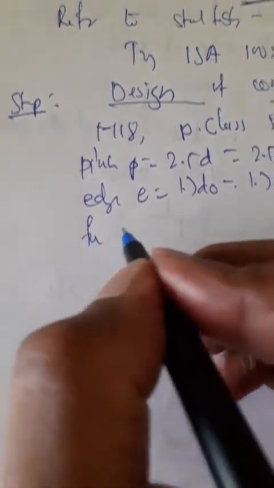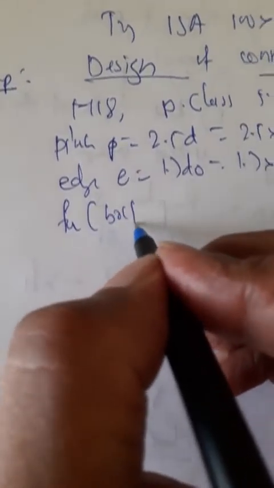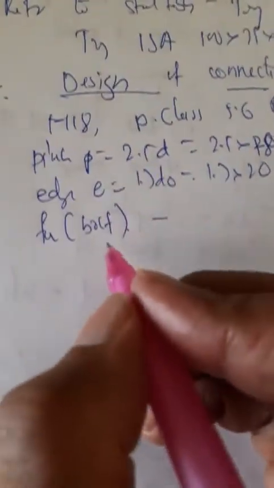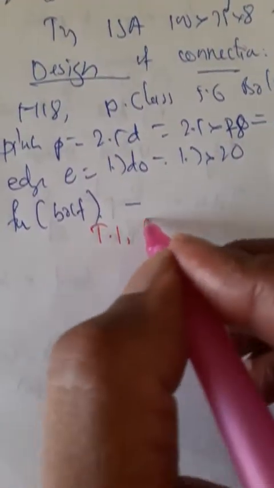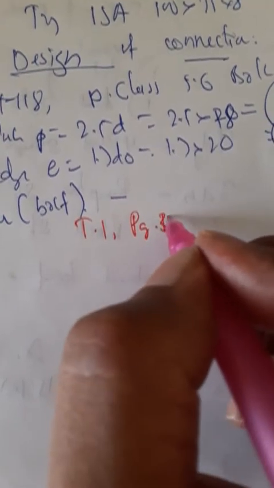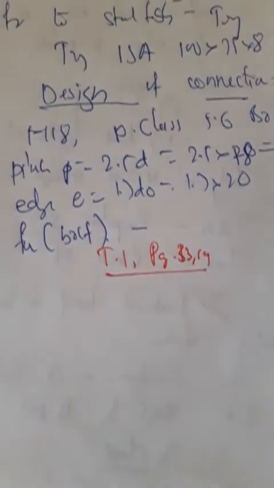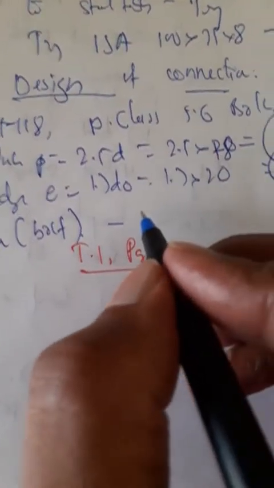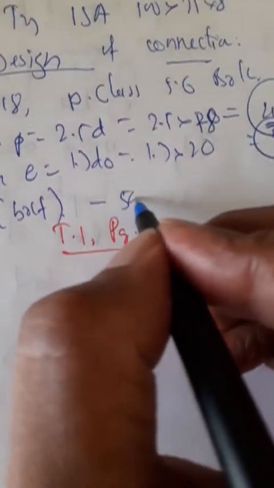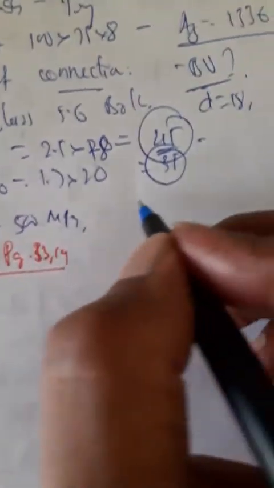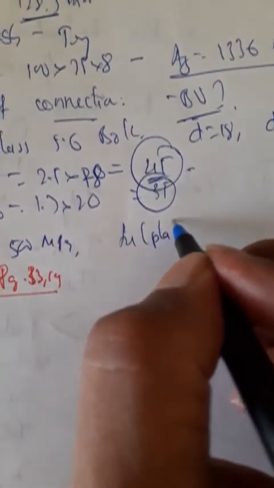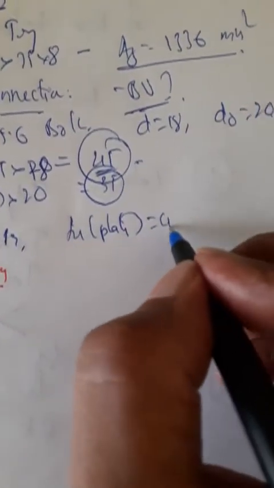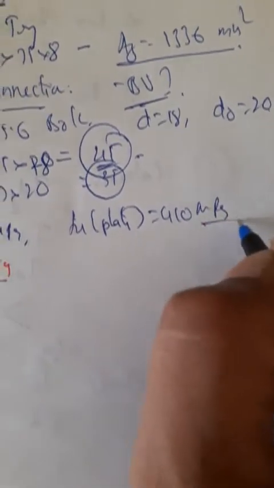Now find out the value of Fu. Fu for bolt material, you get this from table 1, page 13 and 14 both together. For bolt of 5.6 property class, Fu is 500 MPa, and Fu for plate material is 410 MPa. These are standards.